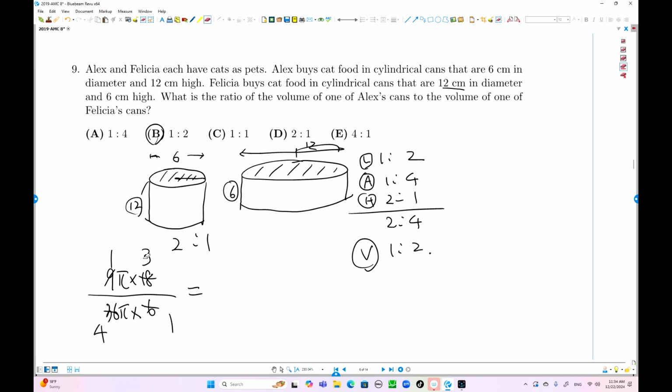6 is 3, radius is 3, 9 pi times, I'm sorry, this is 12, right? Okay. How about the 18? That's impossible. This is 2, right? So still 2 over 1 to 2, okay? Sorry about that.